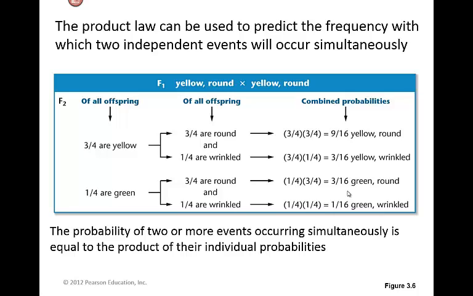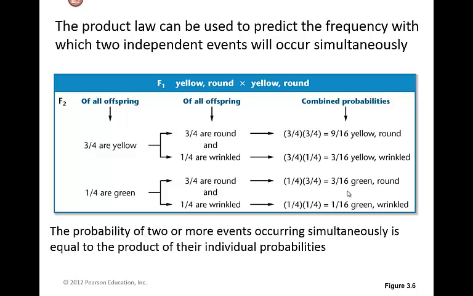In this next video, we're going to look at the inheritance of multiple traits. One of the things you can do to calculate the rate of obtaining different traits is using the product law. The product law can be used to predict the frequency with which two independent events will occur simultaneously. These could be two different traits. They are typically going to be on two different chromosomes. Their inheritance is not linked in any way.